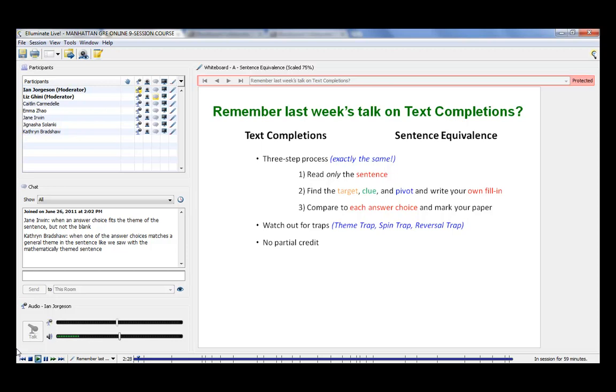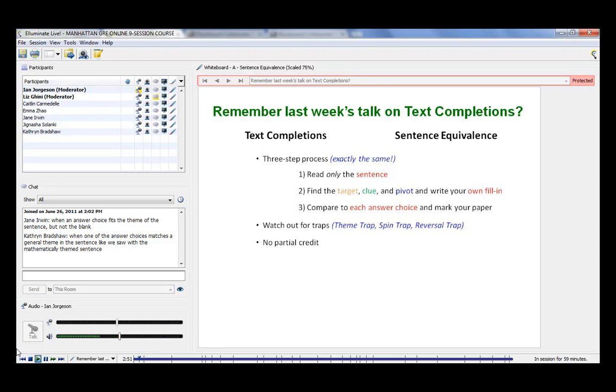This might be the most important trap to be aware of. Thankfully, it's also the easiest trap to avoid. One way you can use this is if you have no clue what's going on, but you know the sentence is about astronomy and one of the answers is about the sun, chances are good that's wrong, right? Even if you don't understand the rest of it, chances are good they're trying out a theme trap.